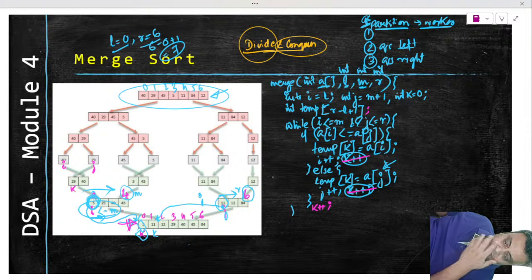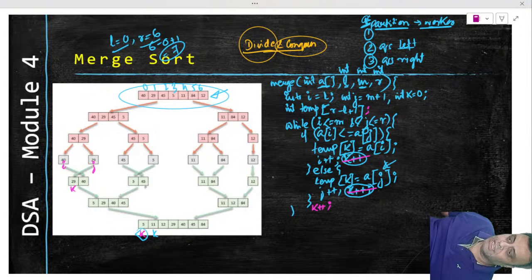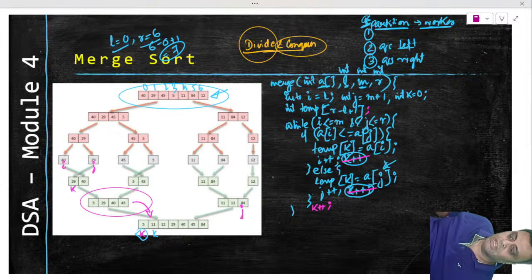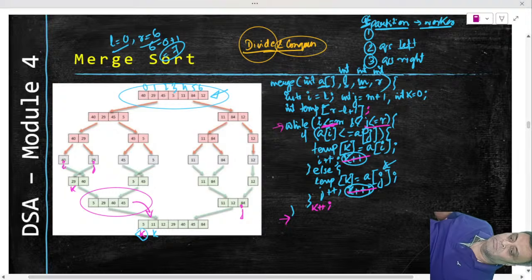Any of them crosses, right? Let's say we cross this particular array while doing all of this, and one of the arrays gets emptied. Let us say that this array is completely put here and J is somewhere here. Then the crossing has happened and this loop has come out here. Both conditions were there: I less than or equal to M, J less than or equal to R. One of them is false, so it will come out. And then the other one will have to be taken as is into the new array. So I have to take that remaining part to the new array.